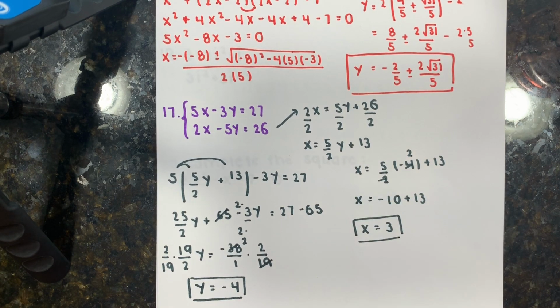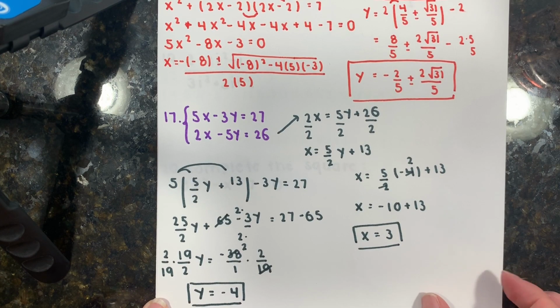So because you had to use substitution, it did get a little ugly there for a second. But then after solving, you ended up with 2 whole numbers as your answer.